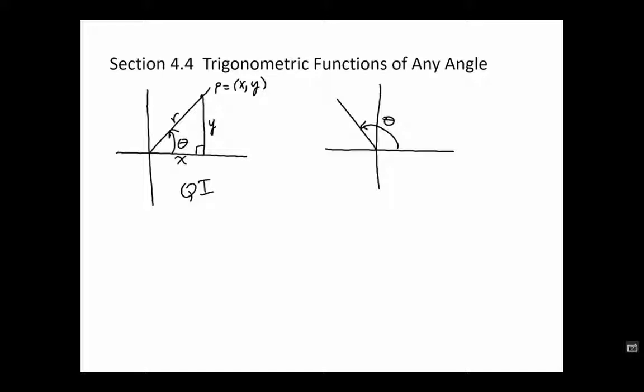Again, point P. Line perpendicular to the x-axis. So this would be y, the vertical distance. This is x. And of course, this would be the distance the point P is away from the origin.